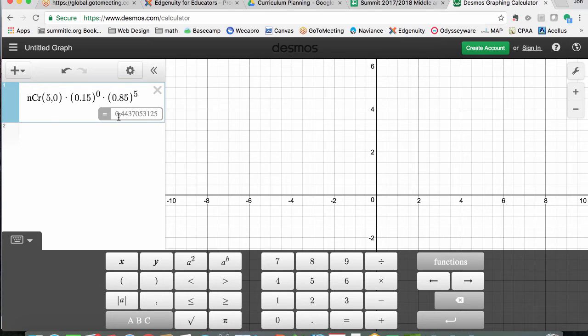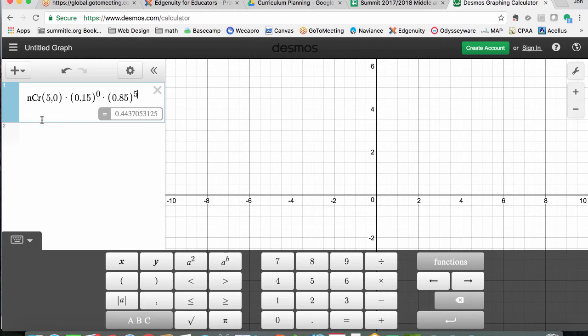And what do we get? We get 0.44. Rounded to the nearest thousandth, I'm just going to call it 0.444. There you go. That's the probability that the whole week goes by and there are no explosions. Whew, that's kind of what we would want, right? We don't want explosions going off in the laboratory.